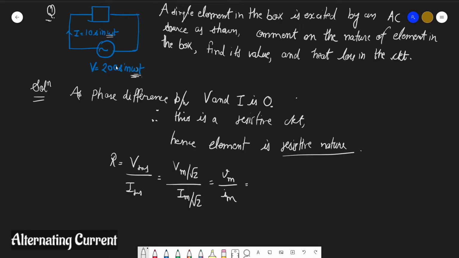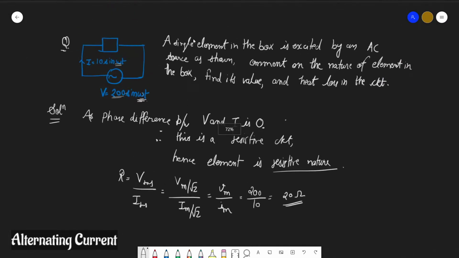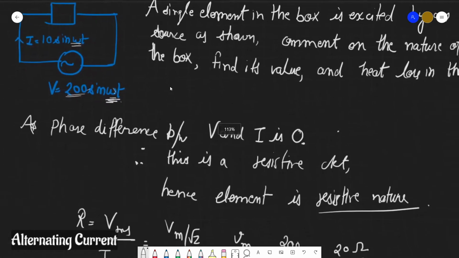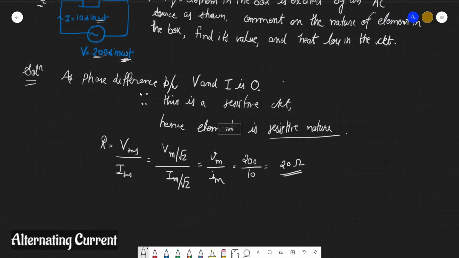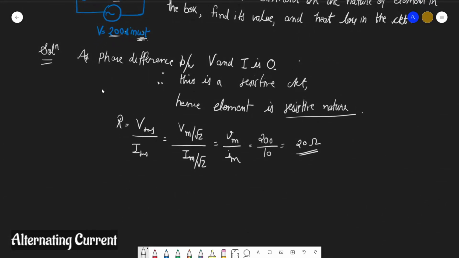Vm is nothing but the peak value, whatever is written in front of the sine, so this is 200. What is Im? Im is nothing but 10. So you easily found that it is 20 ohms. It is a resistance and its value is 20 ohms.